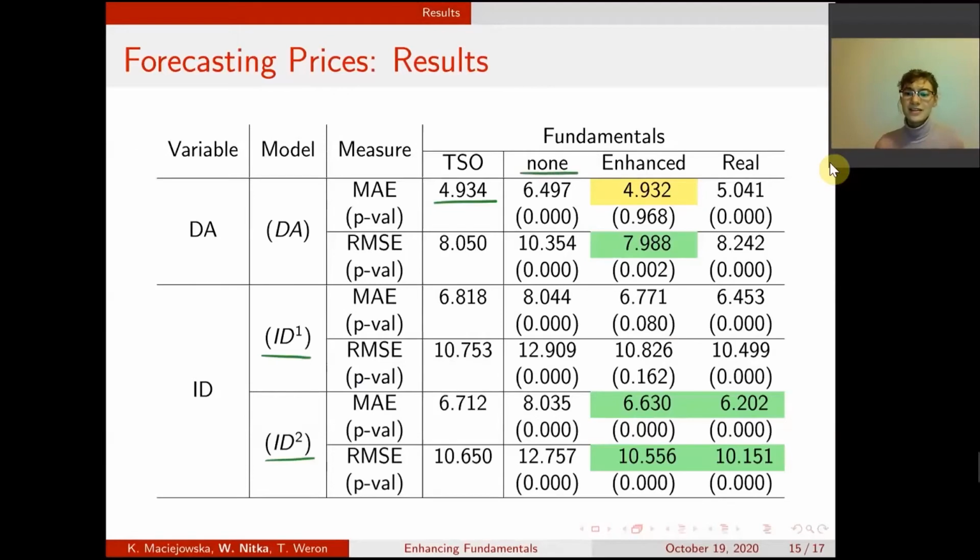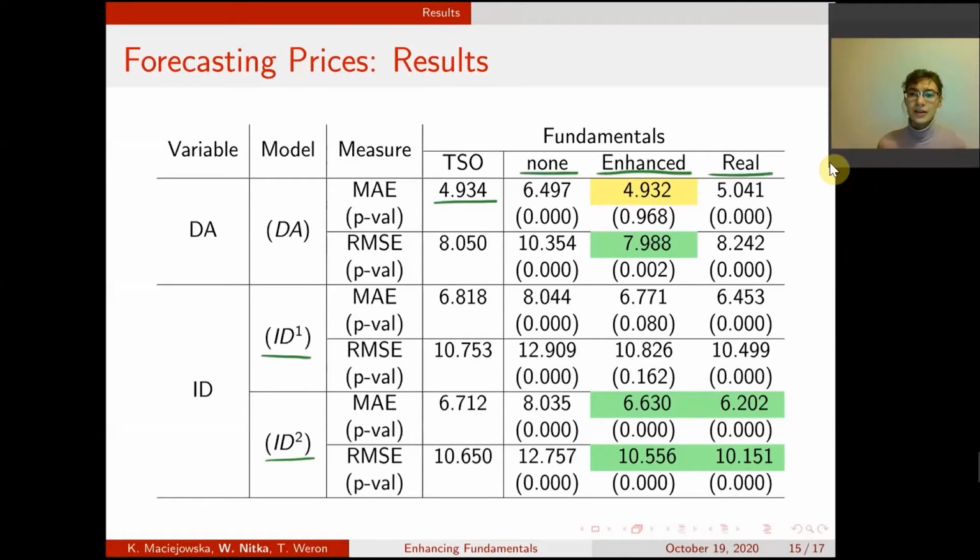The first of those is the most basic model, devoid of any exogenous variables. So we don't take any of the fundamental forecasts, leaving only the autoregressive structure just to control the outcome. The second approach we call enhanced, and it uses the very forecasts we obtained in the previous step. So this is our main result.